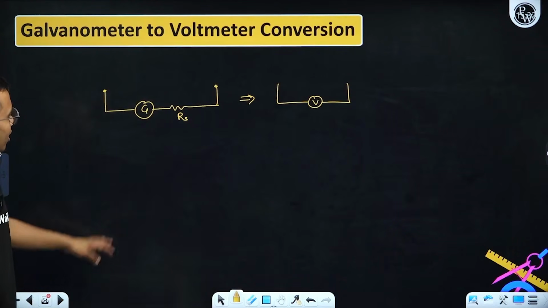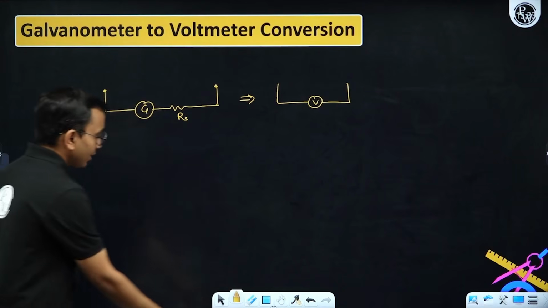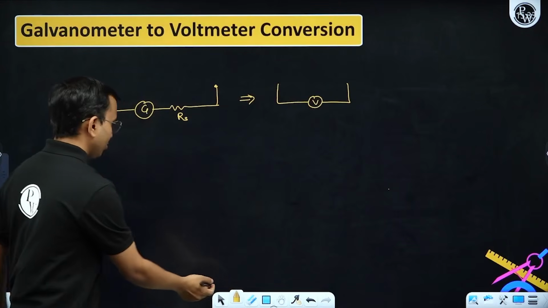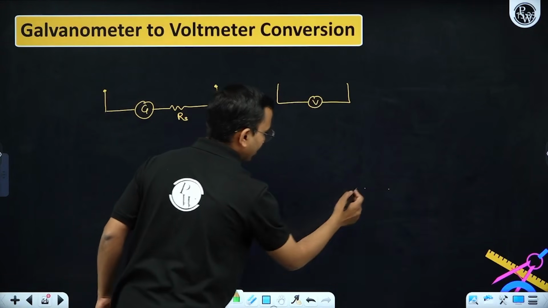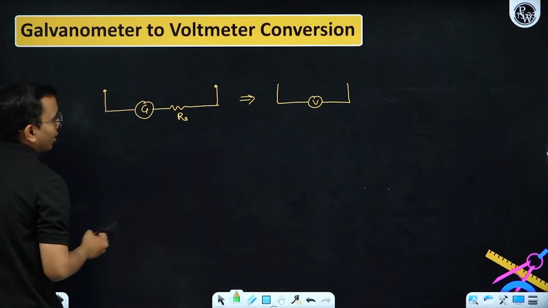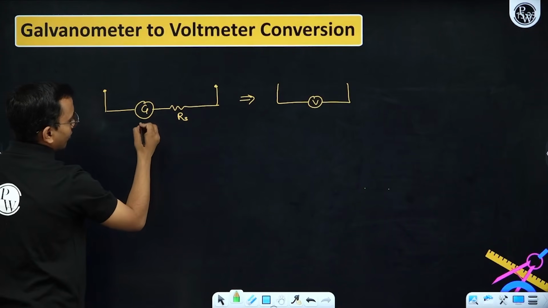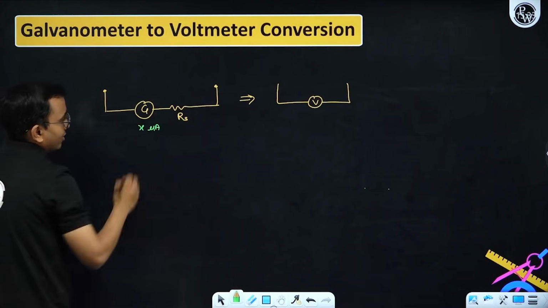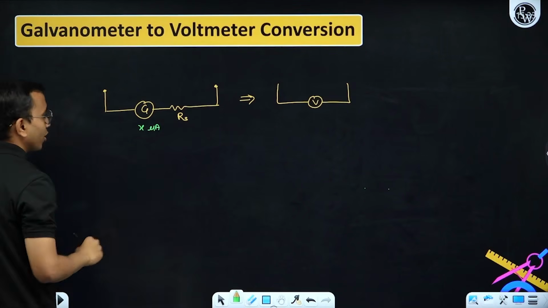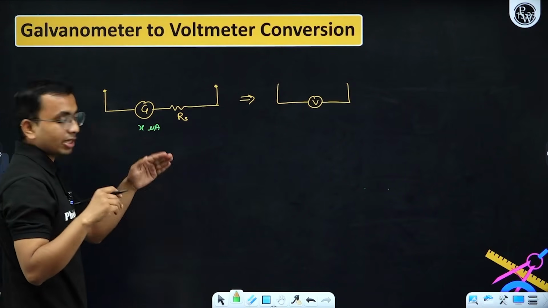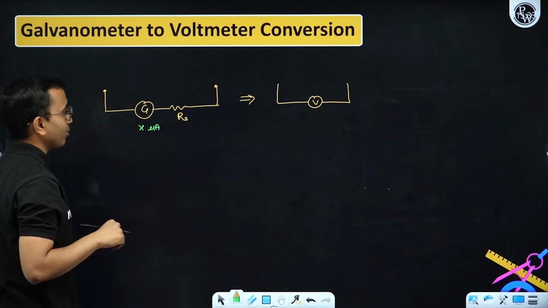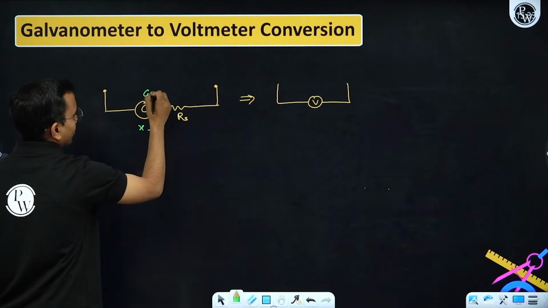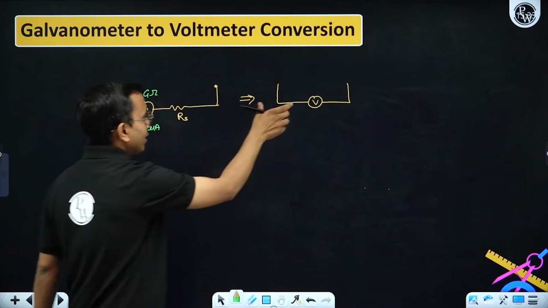Okay, some initial rating of the galvanometer will be there. Let us take the galvanometer having a rating of, I'm taking a variable, x microampere. That is the rating of the galvanometer. Full scale means the maximum current that can pass through it is x microampere, and it has a resistance of G ohm.